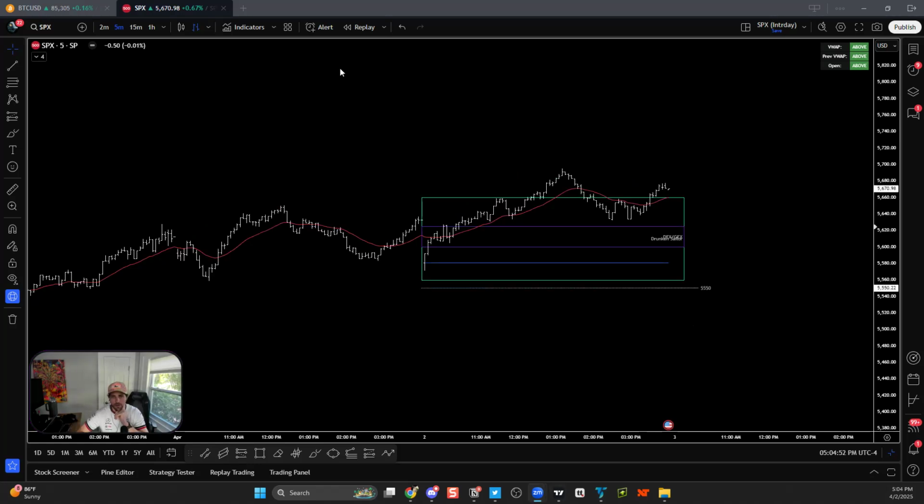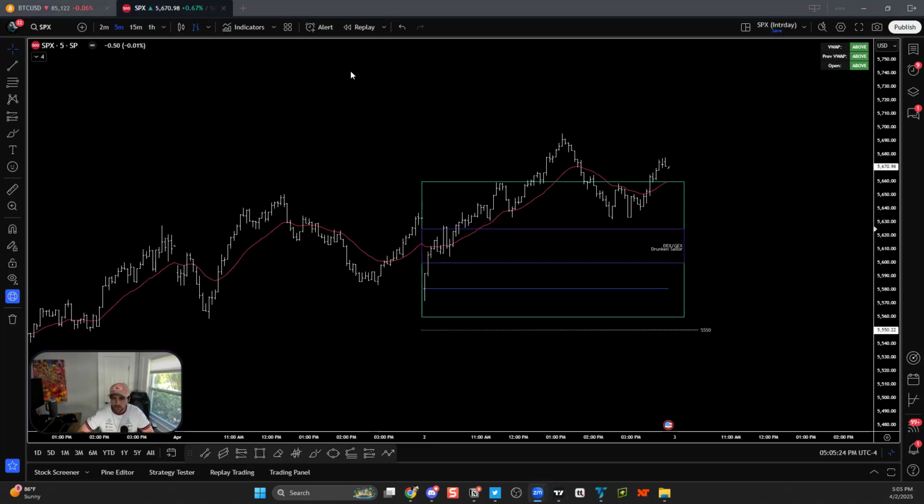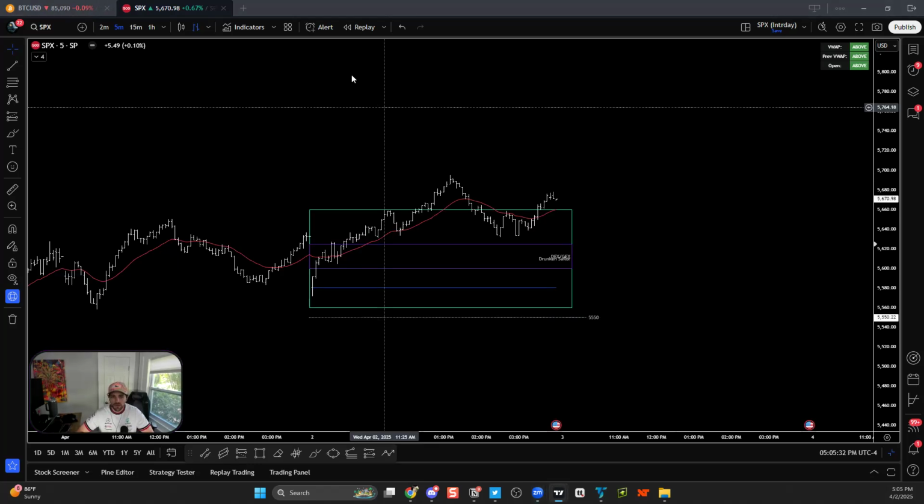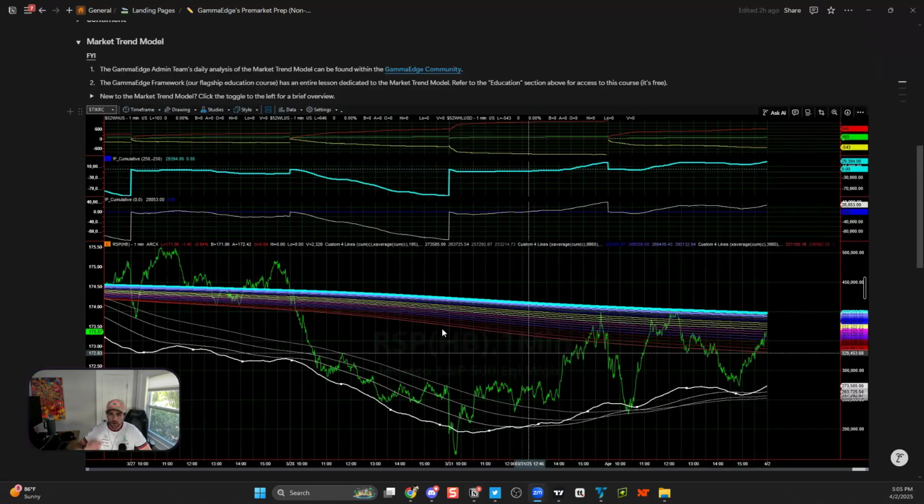Another strong day for the bulls. Able to climb back from that gap down, close above prior day high, and see after market's a bit newsy with the tariff announcement. But let's get into the pre-market prep today, see how you could have taken advantage of today's price action. So here, as we always do, starting out with our market trend model.